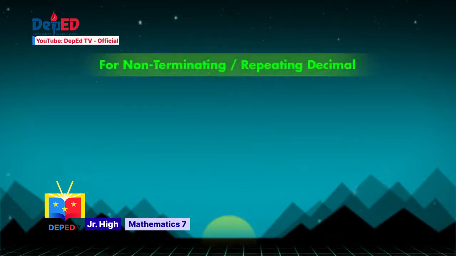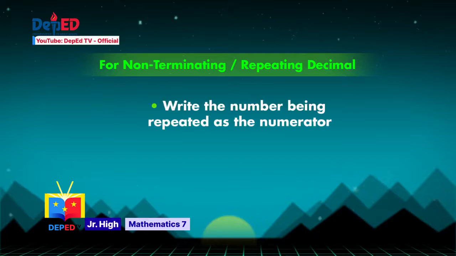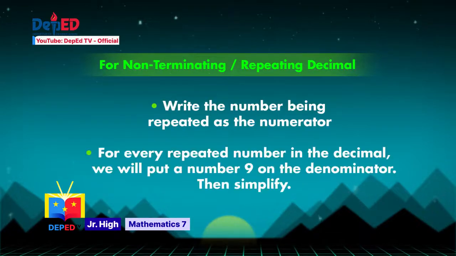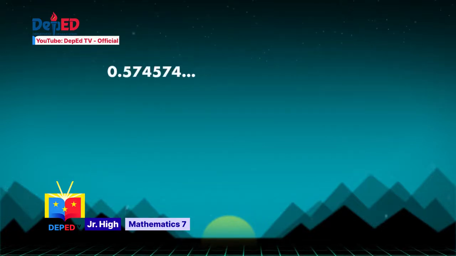We can use this rule for non-terminating and repeating decimal. That is, write the number being repeated as the numerator, and for every repeated number, we will put a number 9 on the denominator, then simplify. Try this example on your own.